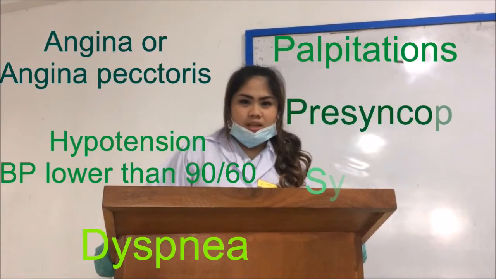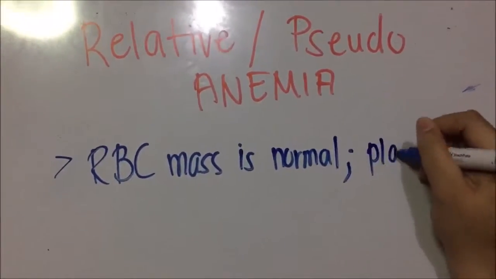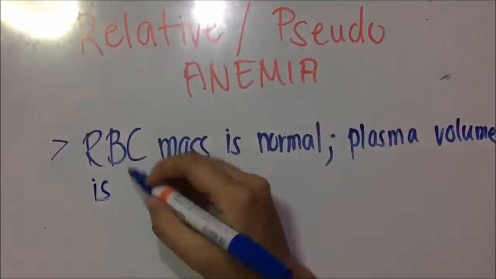Palpitations, precipitate, and relative or pseudoanemia: RBC mass is normal and plasma volume is increased.